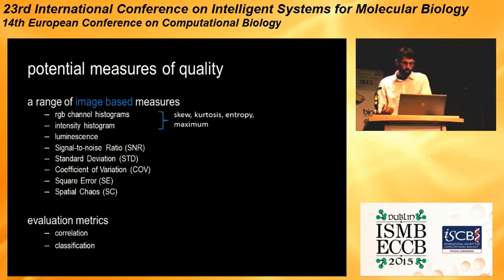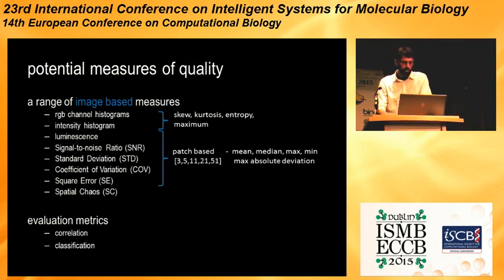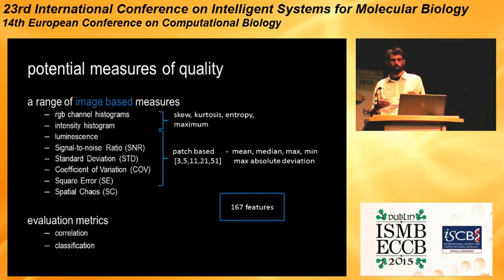For the intensity-based measures, we then calculated a few summary statistics over the whole image. These were also calculated in a patch-based fashion, so we took a moving window over the image and calculated these summary statistics for them. Between all of these combinations of image descriptors, we have 167 potential measures of quality, 167 image features. We compared these against the ratings that the experts provided, and we calculated the linear correlation, and also whether or not they correctly classified that left image was better than right image, as a binary classifier.